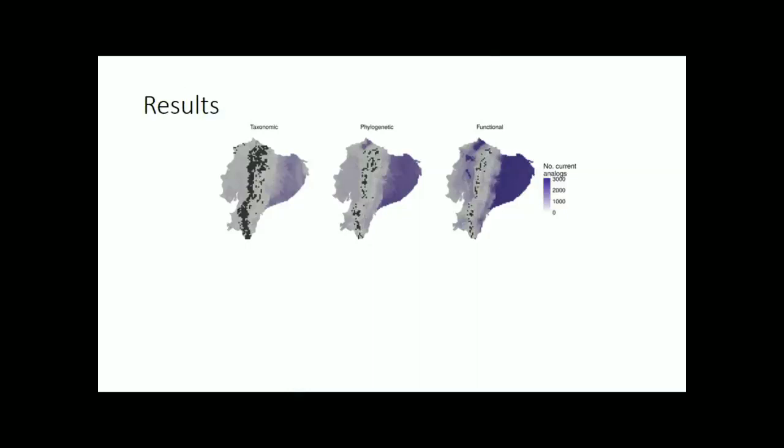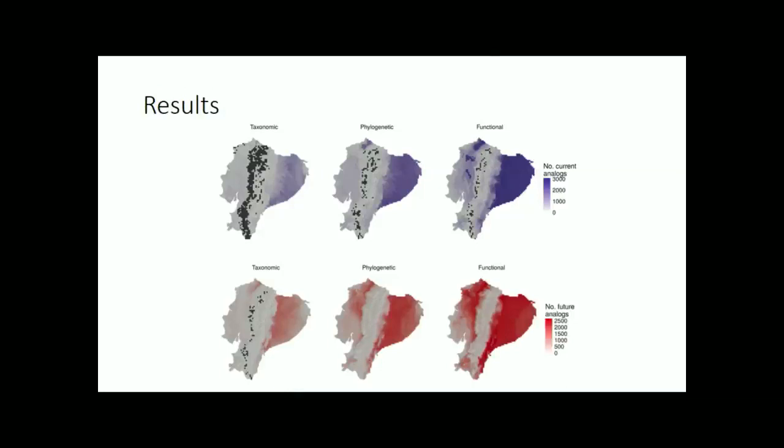So then for the disappearing communities, here we find that the same pattern actually happens, but we only find disappearing taxonomic communities. And for the others, they're, again, in the high elevations, they're close to disappearing, but not by our definition. And then for both of these, in the eastern wet lowlands, we actually find that there are many analogues between current and future, which suggests that the communities there are quite resistant.